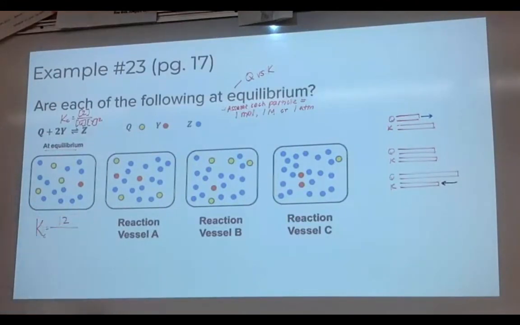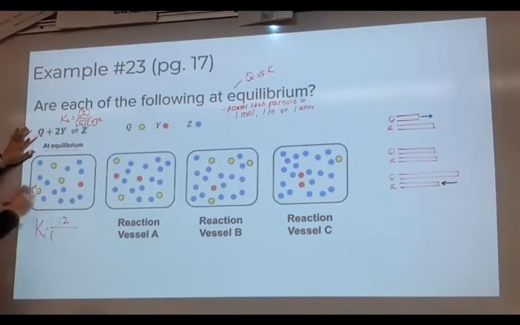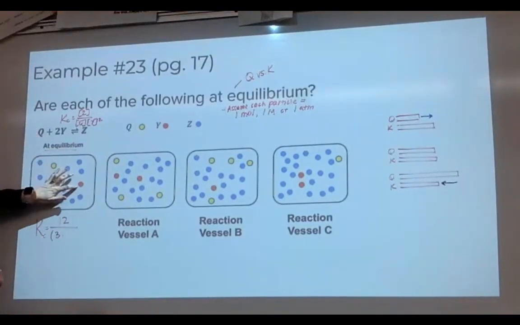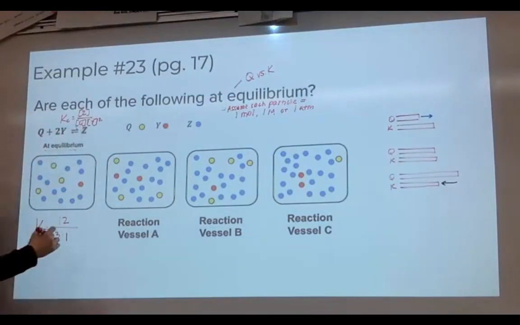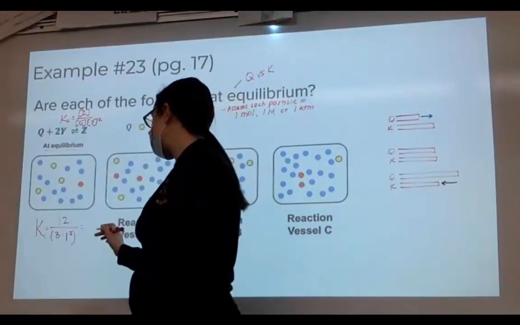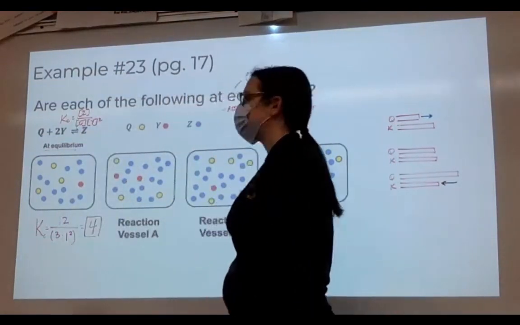I have 12 particles of Z. Q is yellow. I have 3 particles of yellow. I have 1 red, 1 Y. Remember, Y should be squared. So to calculate K, 12 divided by 3 times 1 squared, so 12 divided by 3. Kc is 4.